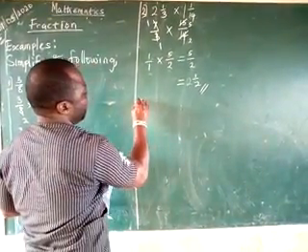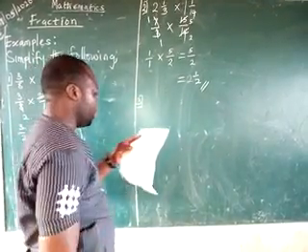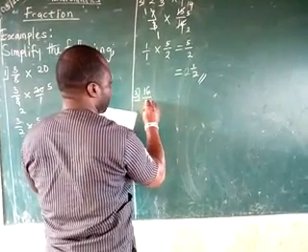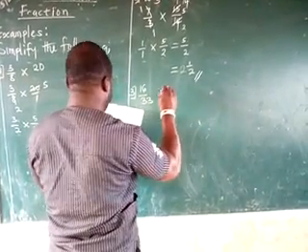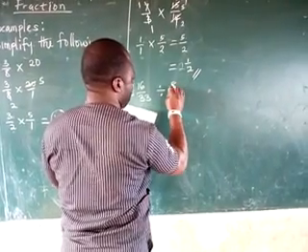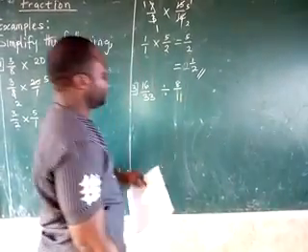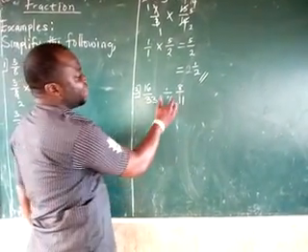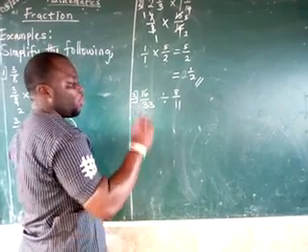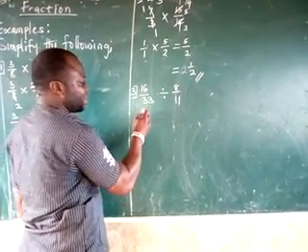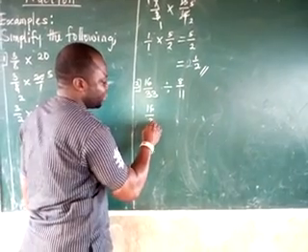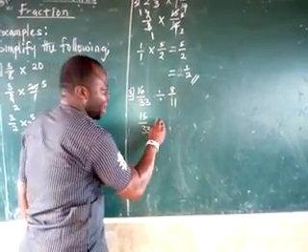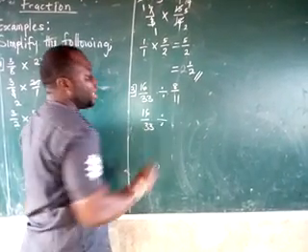So the last example we'll be treating this morning, you have 16 over 33 divided by 8 over 11. If you listened very well, I told you, when you are given a division sign in fraction, what you do is very simple. You write it out, 16 over 33. Then your division sign will now turn to multiplication. So now this changes to times.